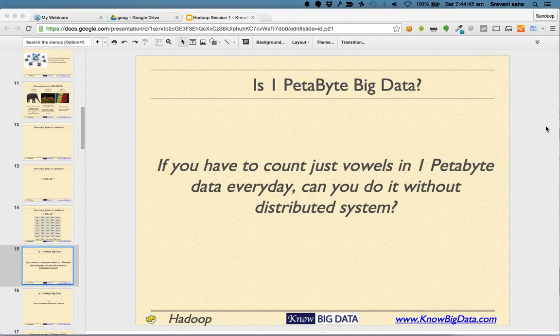So, we know what big data is now. Big data is something that requires multiple computers to handle, right? And we know how much a petabyte is. A petabyte is 1024 terabytes, meaning having 15 zeros. Now, if you just have to count the number of vowels every day in a petabyte of data, can you do it using a single computer? Can you do it without a distributed system?